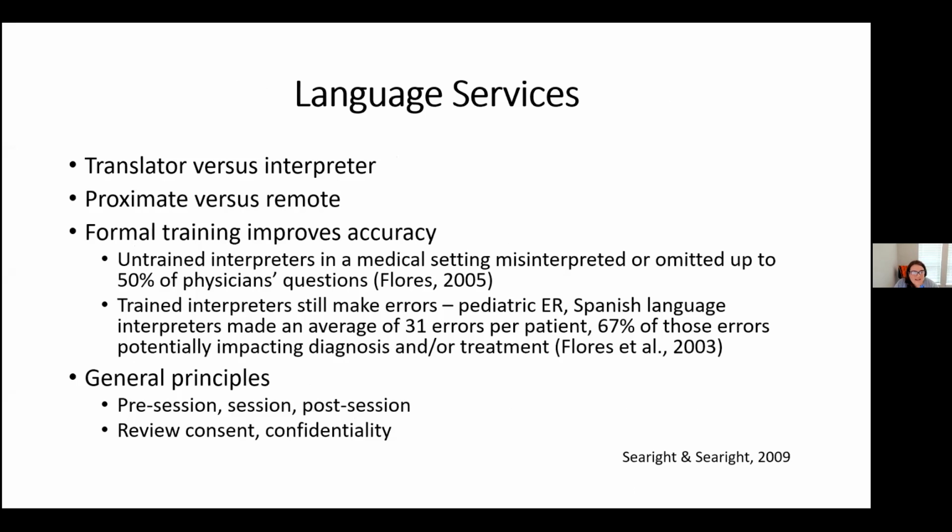And this one is one that even with, we talked about the APA standards of formal training of interpreters. And we often think, okay, we're using interpreters, we're good. But untrained interpreters in a medical setting, in 2005, misinterpreted or omitted up to 50% of the physician's questions. And when they're trained, it's better, absolutely, but they still make errors. In a pediatric emergency department, Spanish language interpreters made an average of 31 errors per patient. And of those 31 errors, 67% potentially impacted diagnosis and treatment. So, things to keep in mind.